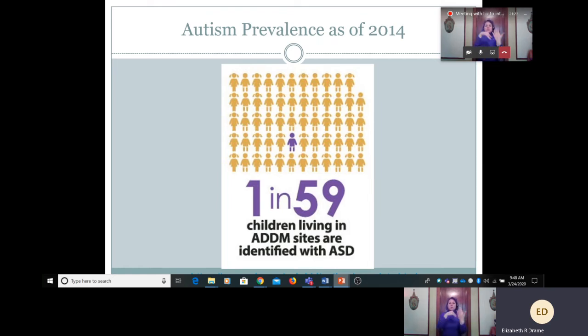It's reported in all racial, socioeconomic, ethnic and linguistic groups, on all continents, and it's more common in boys than in girls. The prevalence varies by country.